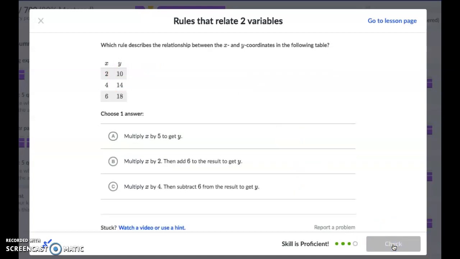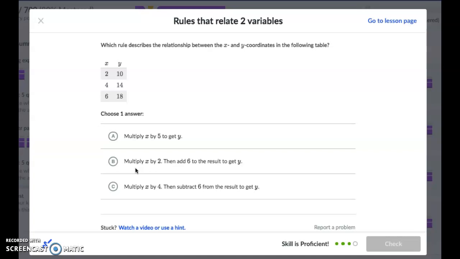Which rule describes the relationship between the x and the y coordinates in the following table? Multiply x by 5 to get y. 2 times 5 is 10. 4 times 5 is not 14. So A is not going to work.